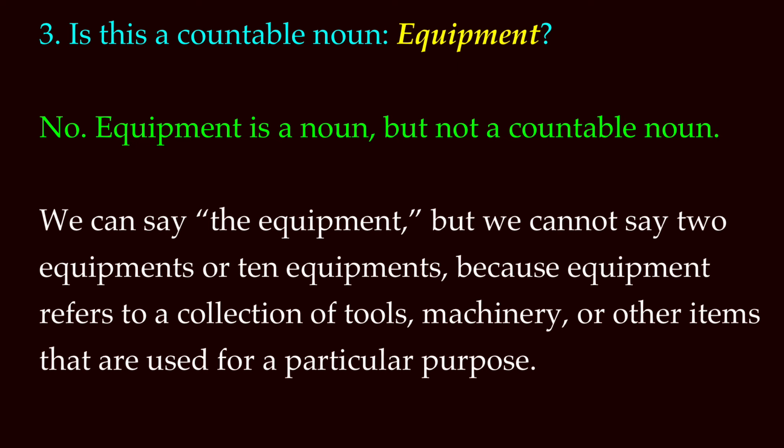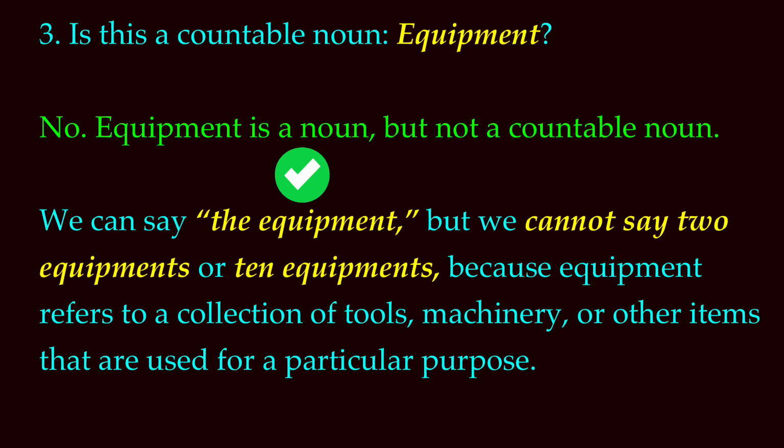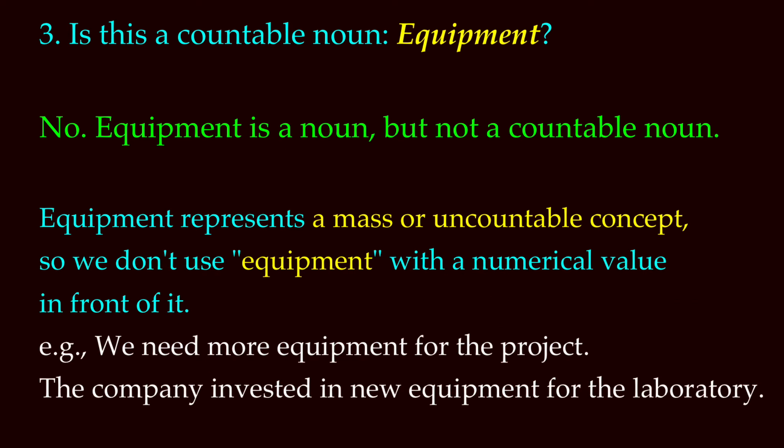No, equipment is a noun but not a countable noun. We can say the equipment, but we cannot say 2 equipments or 10 equipments because equipment refers to a collection of tools, machinery, or other items that are used for a particular purpose. Equipment represents a mass or uncountable concept, so we don't use equipment with a numerical value in front of it.